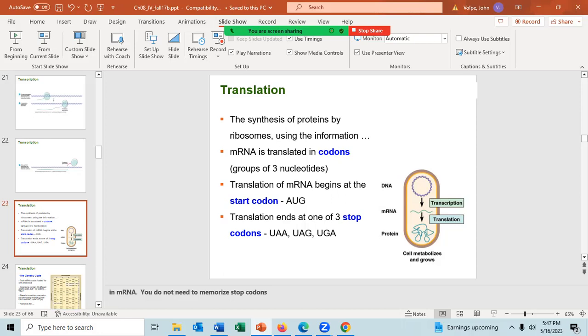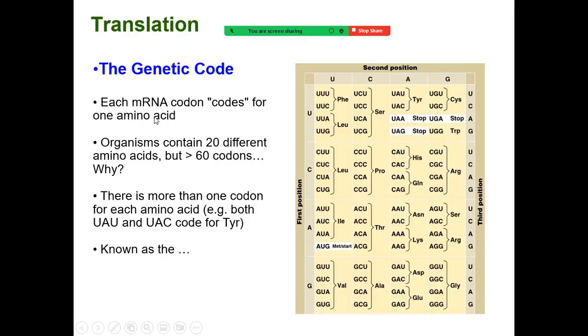All right, let me blow this slide up. When we're talking about the codons, I did mention that the three nucleotides which encode a codon code for an amino acid. So each messenger RNA codon codes for one amino acid. However, organisms typically only have 20 different amino acids. Certainly humans and most other organisms only have 20 different amino acids, but there are a little over 60 possible codons. If you put all of the three-nucleotide sequences together, and there are four different nucleotides to put in, we have a little over 60 codons.